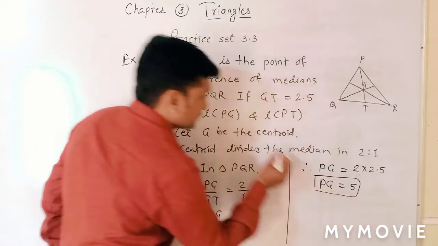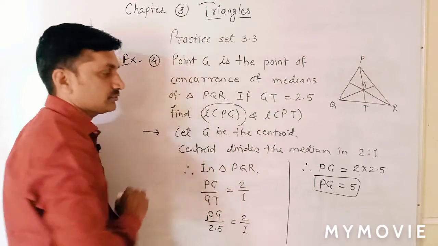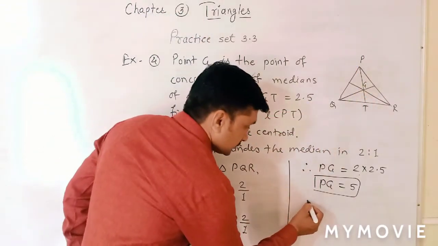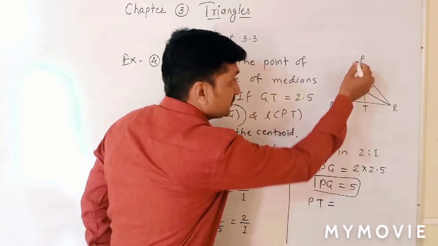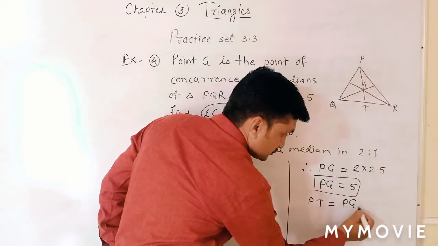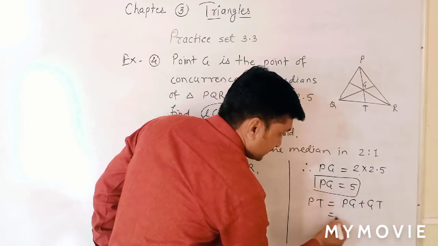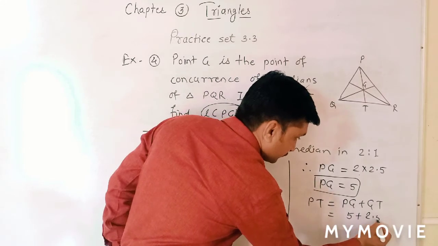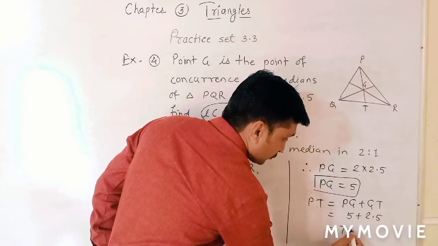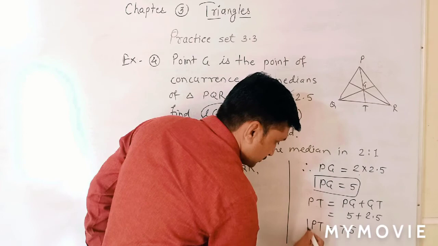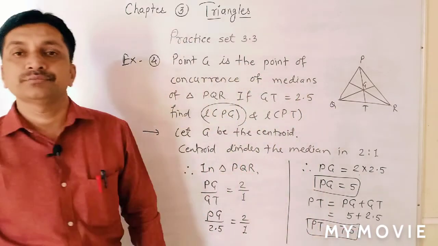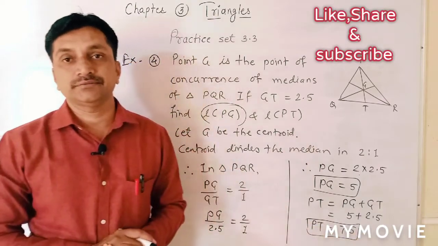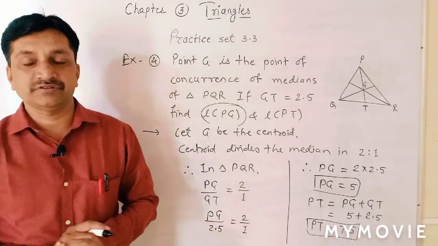One value we got, the length PG we got. Now we want PT. PT is the addition of these two segments, PT is equal to PG plus GT, PG 5 and GT is already given 2.5. Therefore, we get here PT 7.5. In this way, we got both the lengths, PG 5 and PT 7.5. This is by the centroid formula, the centroid property.